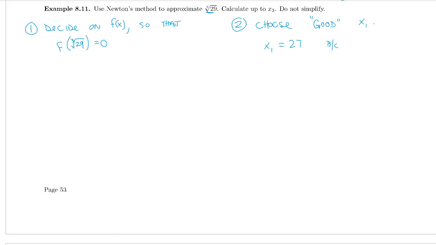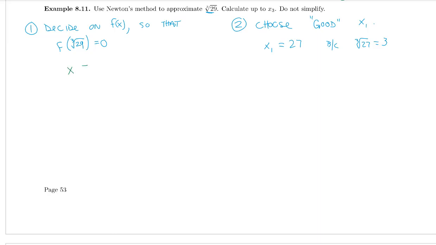And that's because the cube root of 27 is equal to 3, and that's what we're going to use as our x1 value. Now, let's hop back to our first step here. We need to decide on a function that's going to give us a 0 at our desired root.